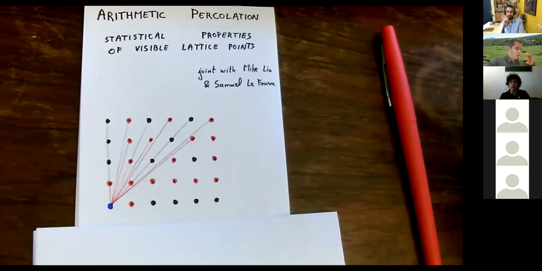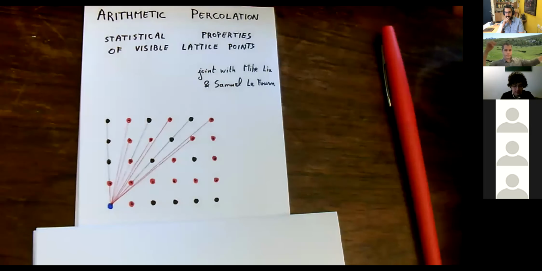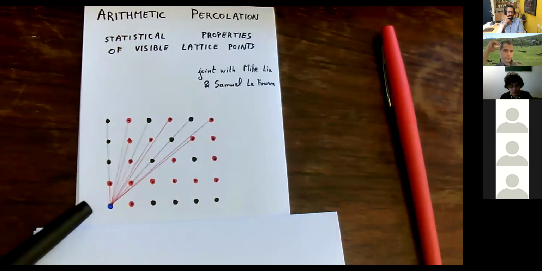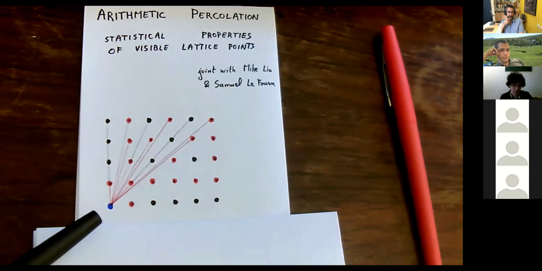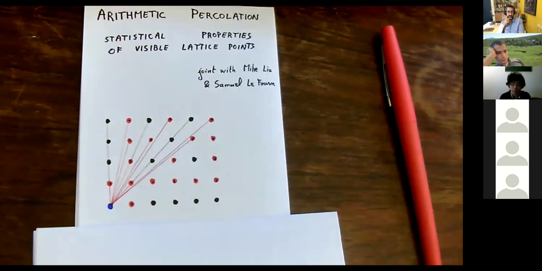So to begin with, I want to explain what I mean by a visible lattice point. I will explain it on Z2, the square lattice. So we put a light source, a lamp here in blue in the bottom left corner. And then a point of Z2 is put in red if it is visible from the origin. So the straight line between the lamp and the point touches no other point of the lattice. And other points are in the shade, in the shadow, they are put in black.